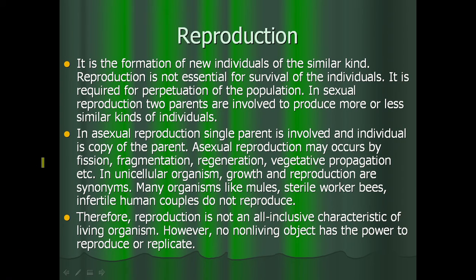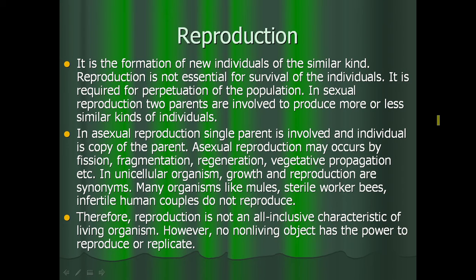Next characteristic is reproduction. It is the formation of new individuals of a similar kind. Reproduction is not essential for survival of the individual. It is required for the perpetuation of the population. We have two kinds of reproduction. First is sexual, which is biparental, and asexual, which is uniparental.